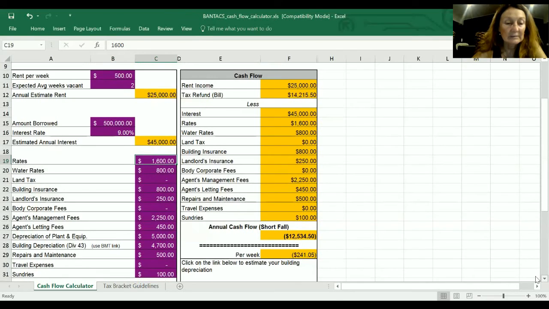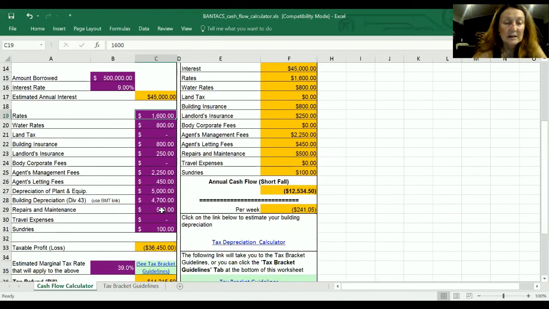Please do lots of calculations and get comfortable with your purchase. I'm going to put $5,000 here for repairs, because you will have that happen sometime. And even then, it's only $293 a week to hold that year, because you're getting tax back on those repairs.